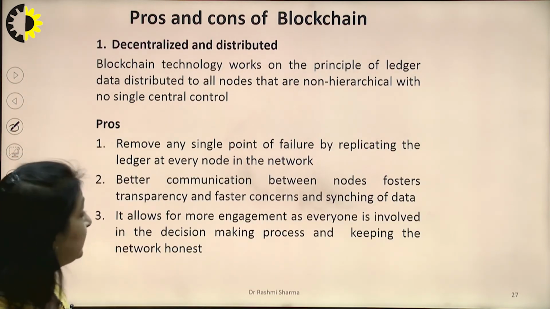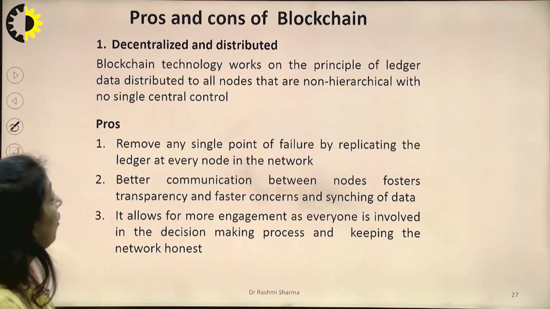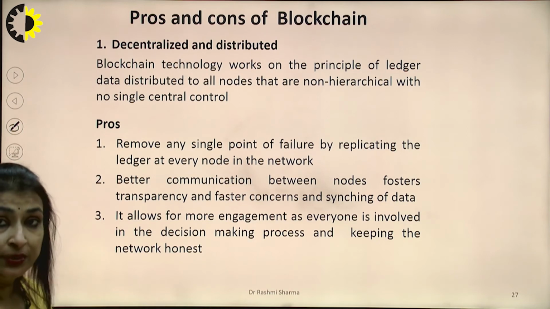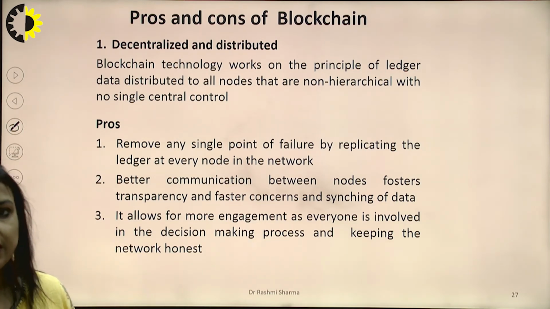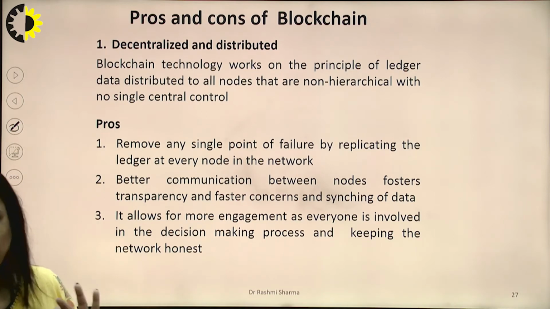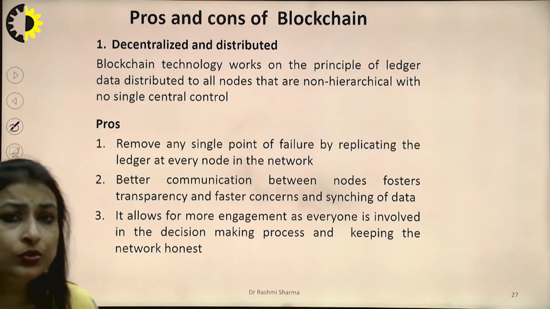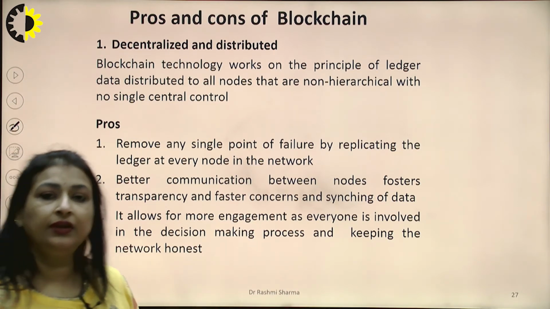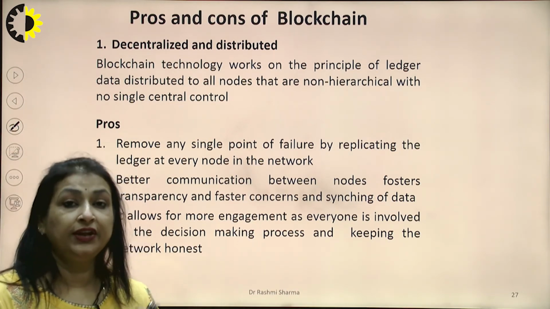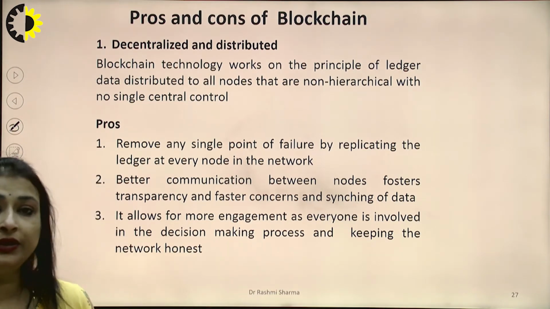So one is decentralization and distributedness. Obviously, blockchain technology works on the principle of ledger data, which is distributed on each and every node, and they are not in any hierarchical manner. No central control unit is there. Decentralized means we don't have any person who holds the rights over the distributed ledger. It is equally shared on each and every node.